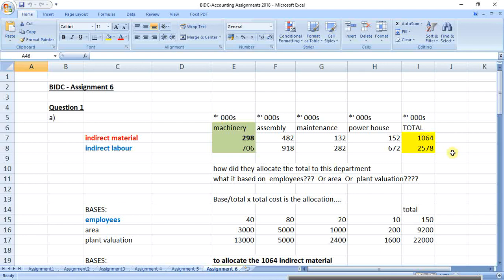When I read the question, I'm trying to understand what they've given me. I know that we've got manufacturing, which is split into machinery and assembly. I know we've got service, which is split into what? Maintenance and powerhouse. They've given me the totals. This needs to be allocated to those departments, because those departments need to absorb a certain amount of those costs.